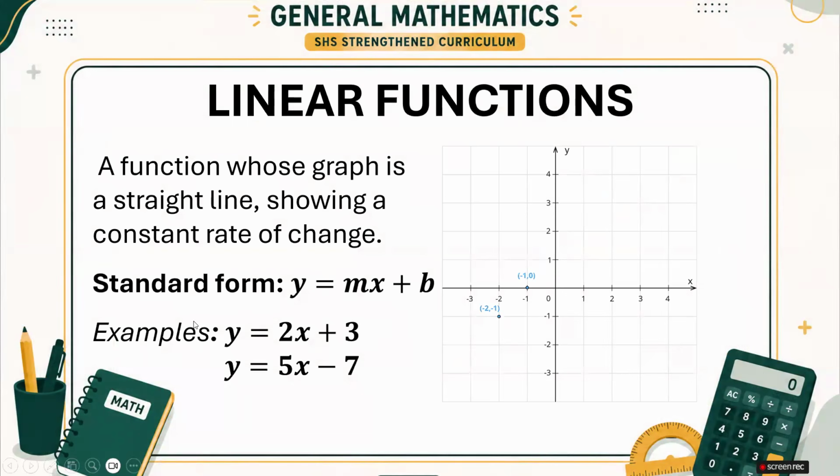So from the word itself, the linear function is a straight line graph. From the word linear means straight line. And do not forget that the highest exponent of the variable x is 1. So in the given example, we have 2x plus 3.